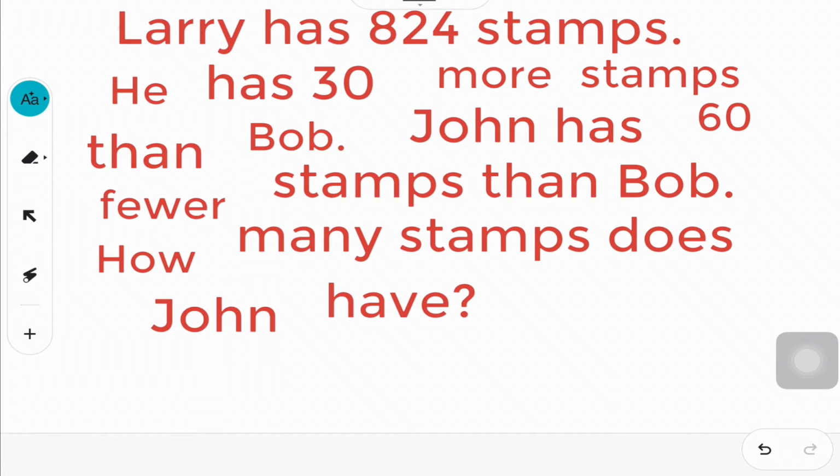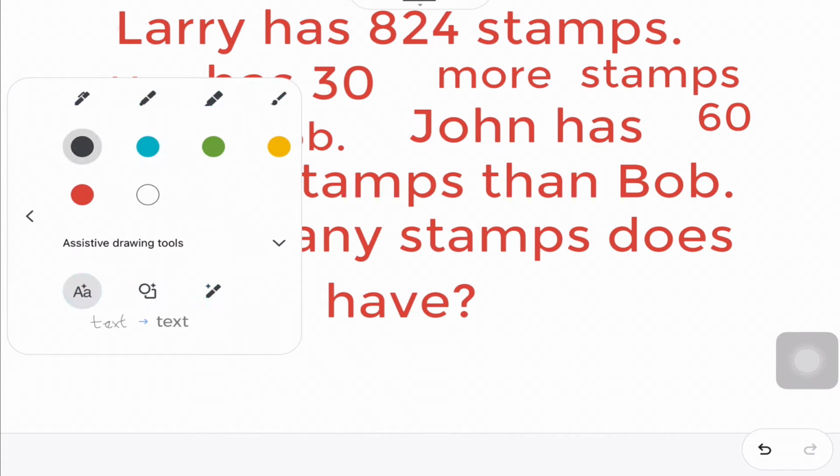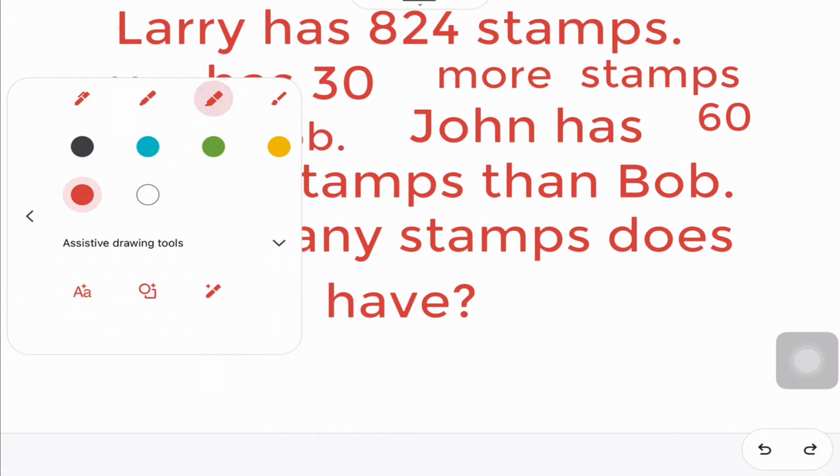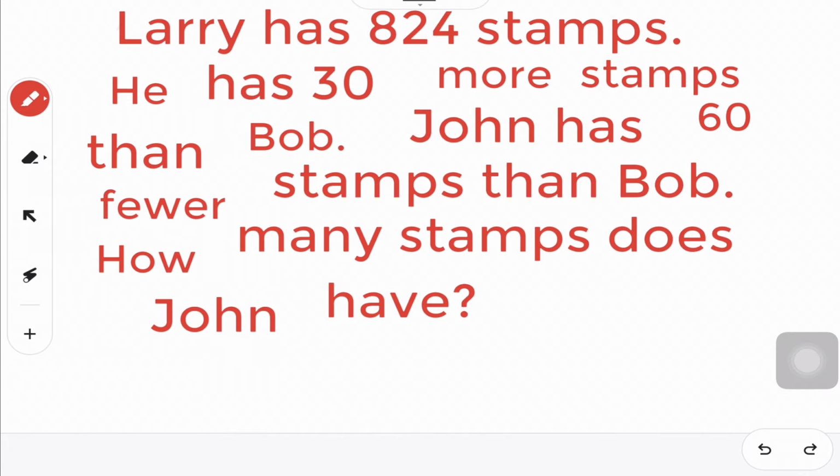Okay, so if you look at this sum, Larry has 824 stamps. He has 30 more stamps than Bob. So if you look at these words, we have some tricky words like more and then fewer. So these words, more, fewer, mean we are comparing.